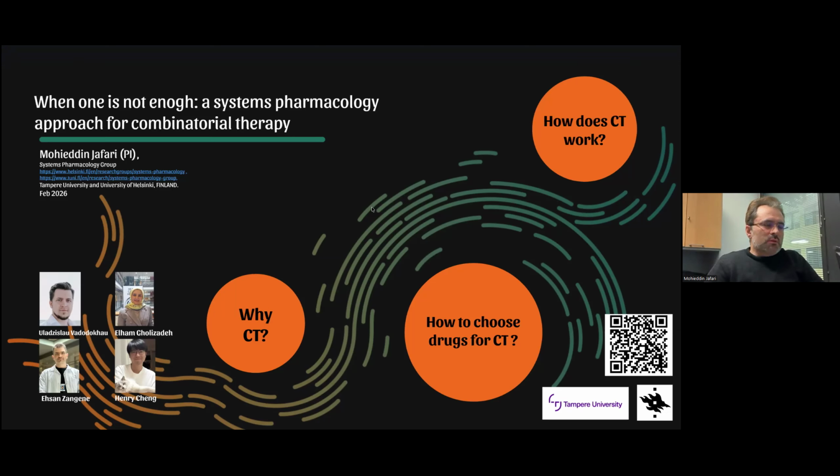Today I'm going to talk about systems pharmacology focusing on combinatorial therapy. My talk will be in three sections. First, briefly, I will discuss why we need combinatorial therapy. Then I will explain my approach to choose the best combination of drugs. And more broadly, in the last section, I will explain the mechanism of action of combination therapy, and I will introduce a new mechanism that we recently introduced, called conjunctional targeting.